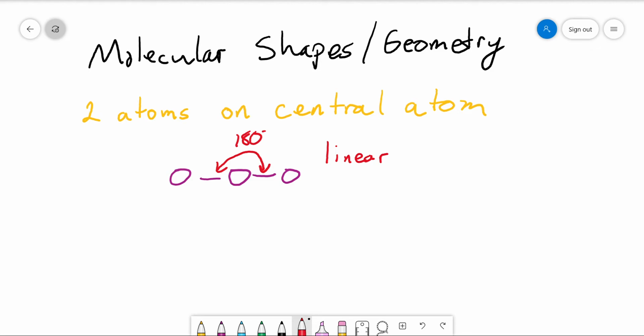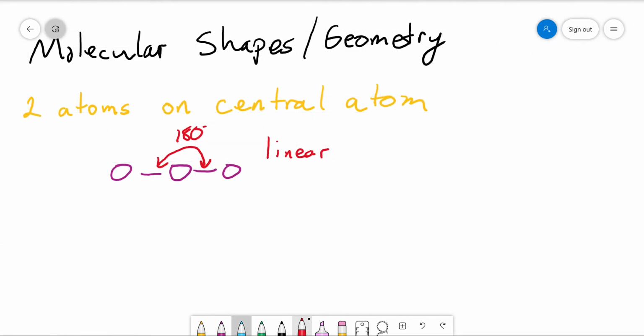And if I was going to give you an example of that, it would be CO2, because if I do the Lewis structure for CO2, it looks like that. Notice there's two oxygens on the central atom, and the central atom's carbon. It doesn't matter that they're double bonded, single bonded, and it doesn't matter how many lone pairs are on the oxygens. I'm only concerned with the two things on the central atom, and that gives us a linear shape. So carbon dioxide is a linear molecule.